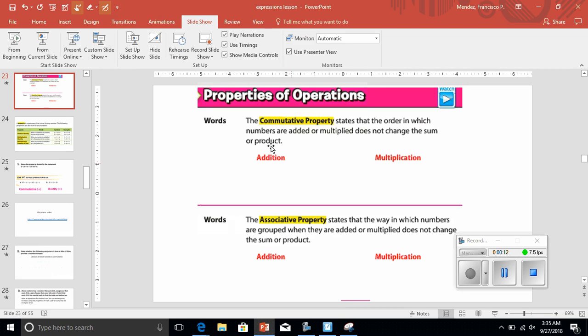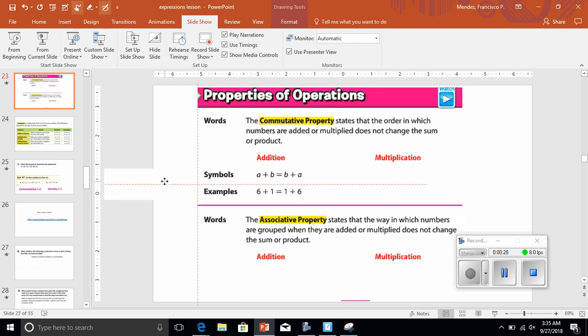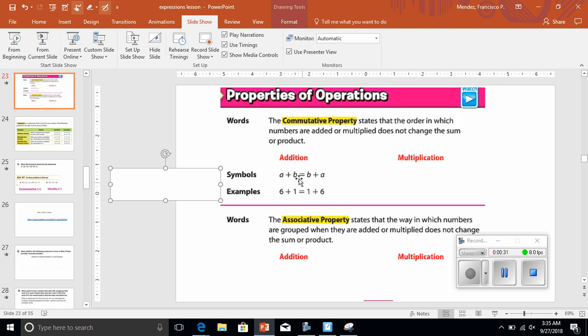Let's go ahead and learn about commutative properties. You can see over here, commutative property states that the order in which numbers are added or multiplied does not change the sum. If I'm going to do this with addition, I will have A plus B equals B plus A. If I use numbers, it would be 6 plus 2 equals 2 plus 6. You see, we changed the order of the numbers around in commutative properties, okay?